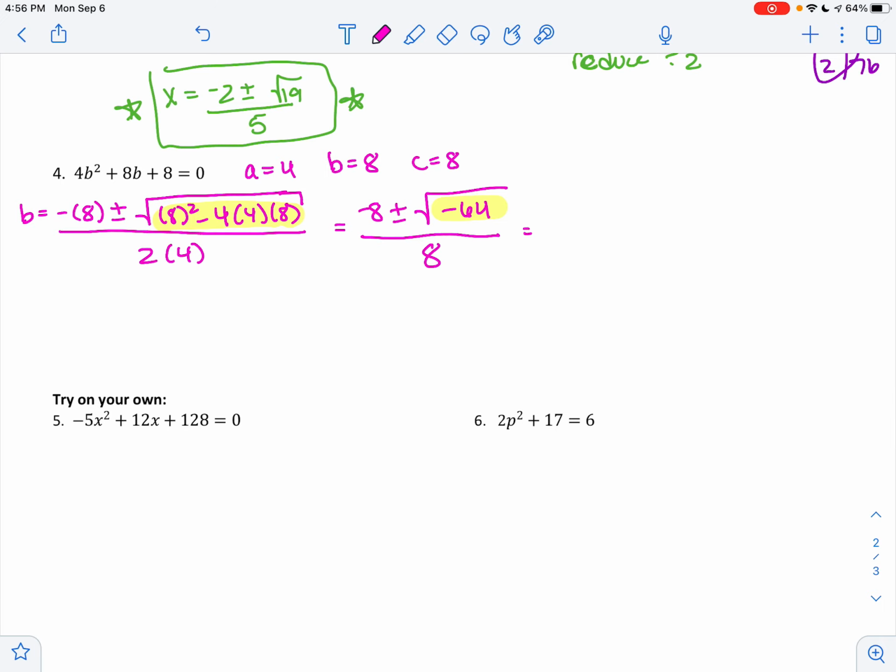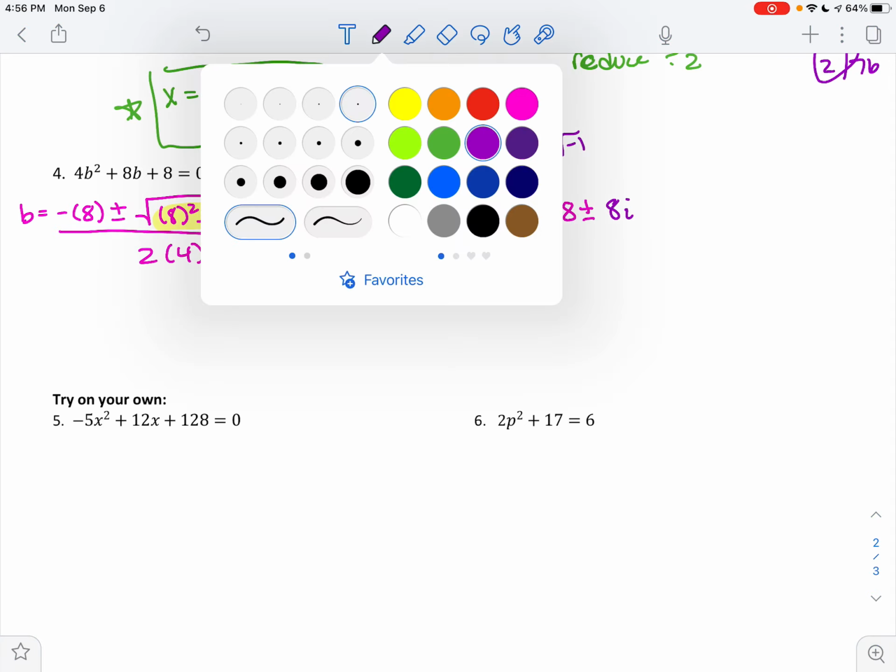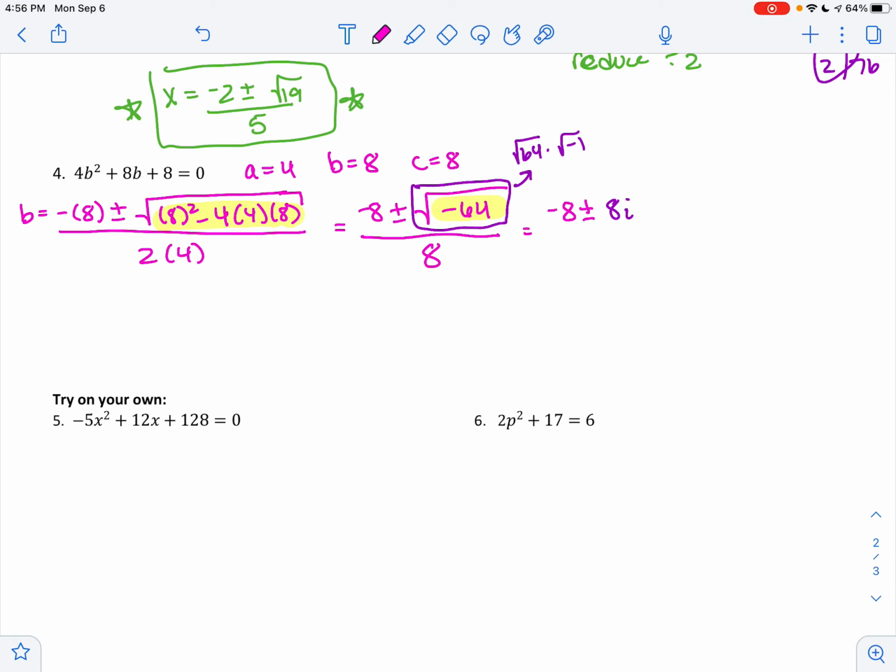So I have negative 8 plus or minus, and what I need to do now is I need to simplify the square root of negative 64. The square root of negative 64 can be broken up into the square root of 64 times the square root of negative 1. The square root of 64 is 8. The square root of negative 1 is i. So the square root of negative 64 simplifies to 8i. And this is being divided by 8.